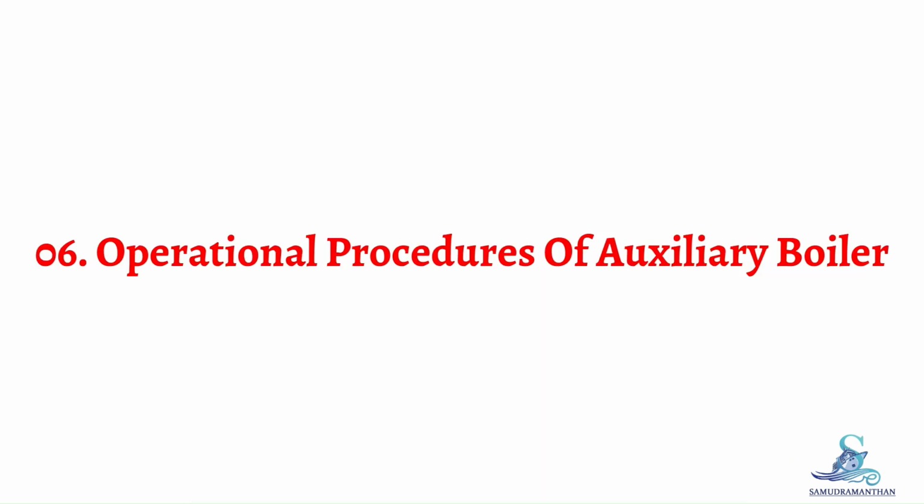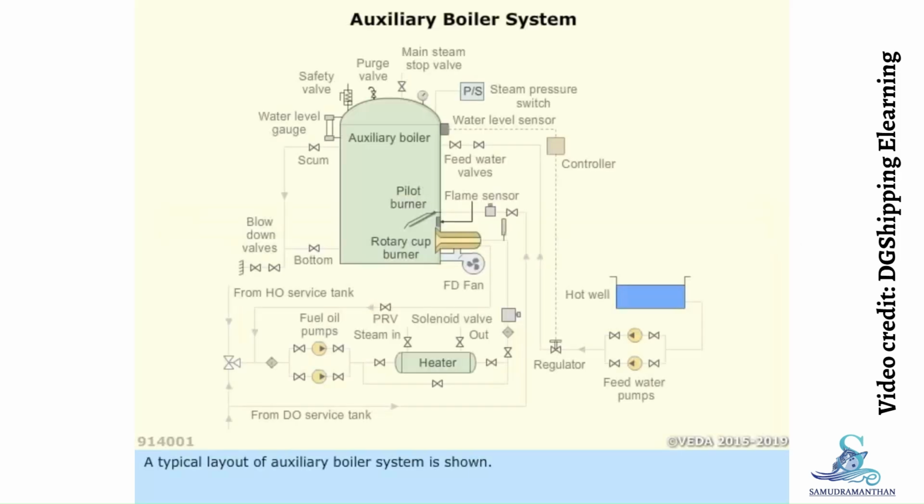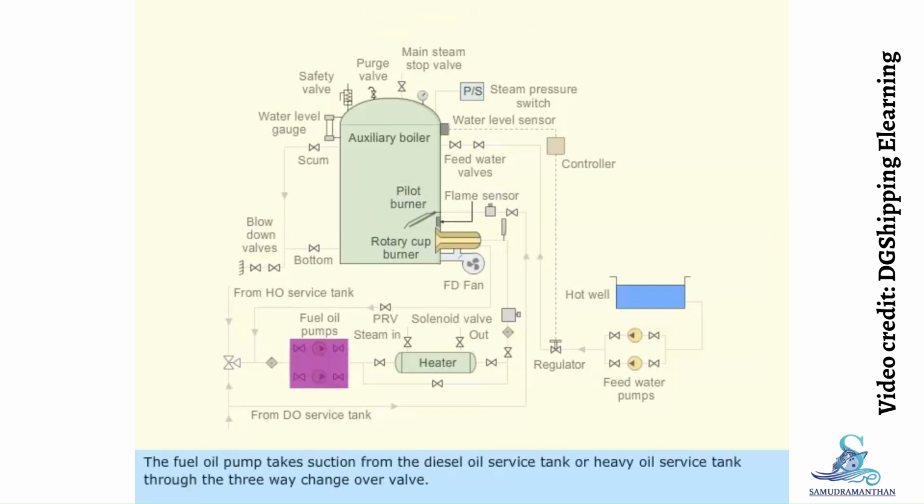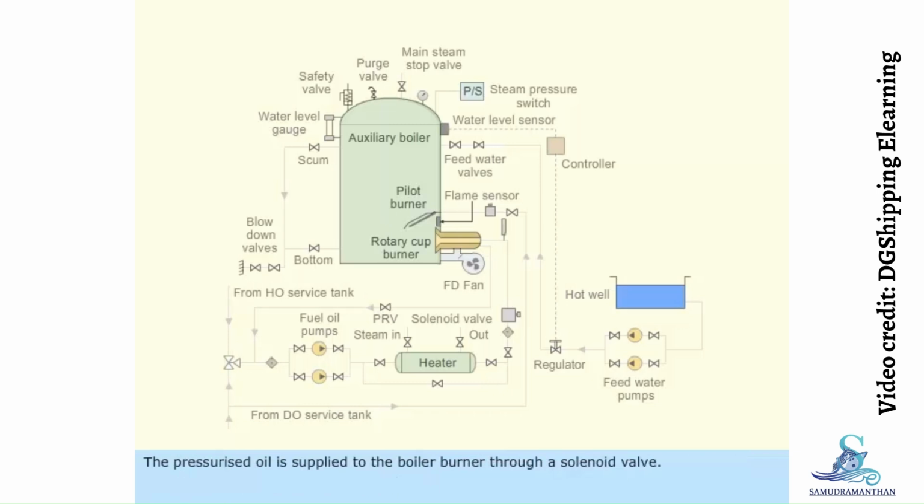Topic 6: Operational Procedures of Auxiliary Boiler. A typical layout of an auxiliary boiler system is shown. The fuel oil pump takes suction from the diesel oil service tank or heavy oil service tank through the 3-way changeover valve. The pressurized oil is supplied to the boiler burner through a solenoid valve.